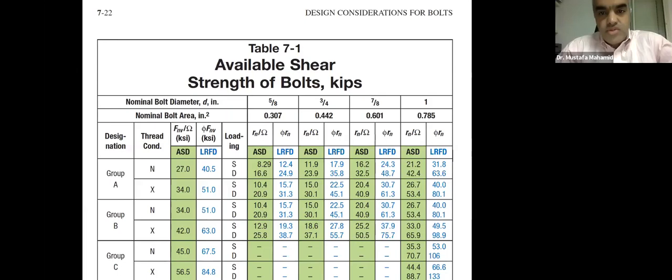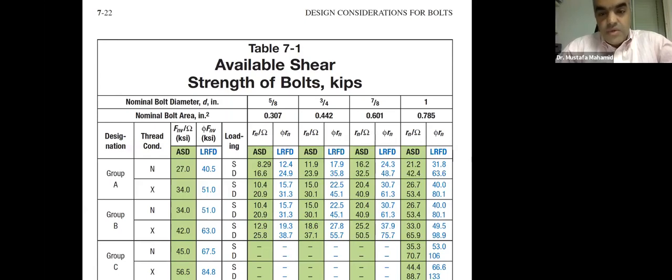So 5/8 of an inch, 3/4 of an inch, 7/8 of an inch, 1 inch, and then in the same table, in the lower part of the page, you have the larger diameters that are used. Here you have the capacity, that's Rn over omega and phi Rn. These are the capacities for one bolt in shear. And then we have the loading condition: S is for single shear and D for double shear.